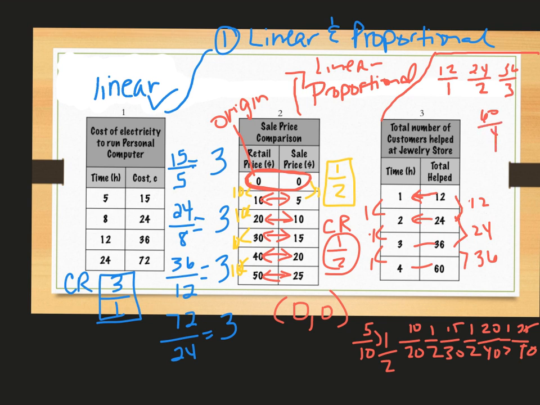Now, I've already determined that this is not linear, by the way. So I'm just showing you that it might have a constant ratio, but it's still not going to be linear. Because this is 12, this is 12, this is 12, and that's 12. So this one has a constant ratio, but it does not have a proportional relationship because it has to be linear. So this is not. This is, and this is.